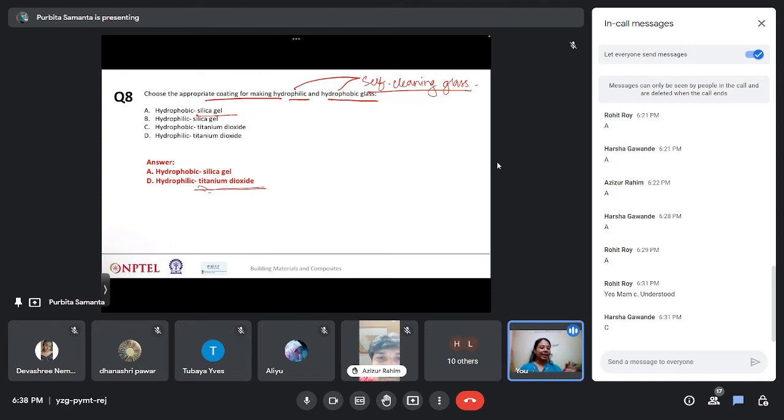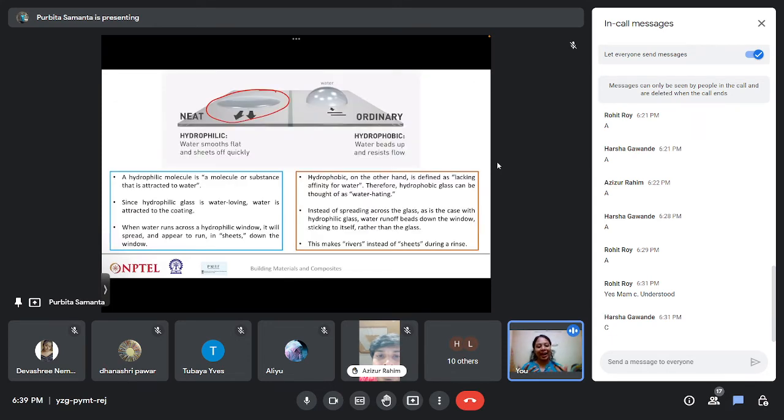I'll explain hydrophilic and hydrophobic very briefly. If you look at these two images, it will be much clearer. So this is hydrophilic. The term itself means that a molecule is attracted to water, basically it's a lover of water.